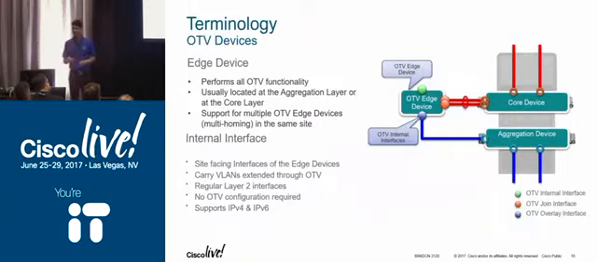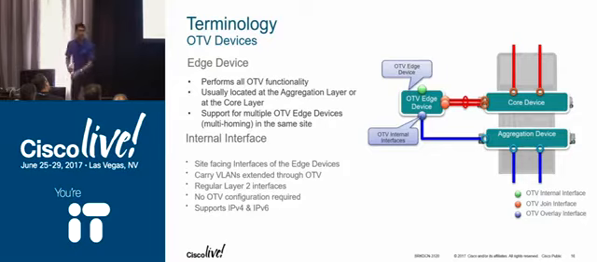Some of the terminologies that we have in OTV. The edge device is the device that is facing your outer world. This is the device which performs all the OTV functionalities. Support for multiple OTV edge devices is also there.